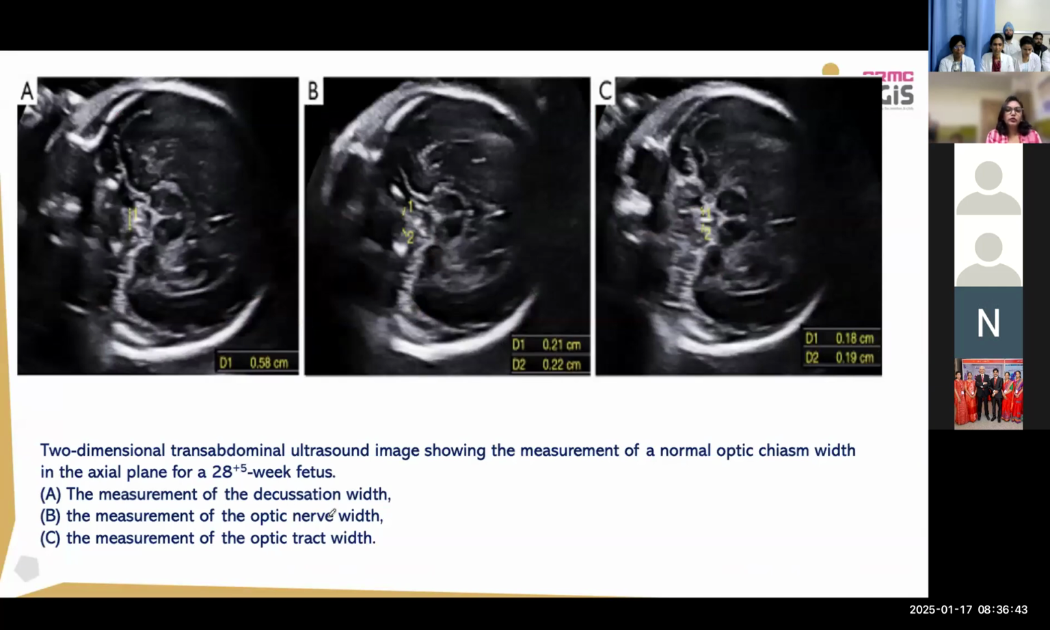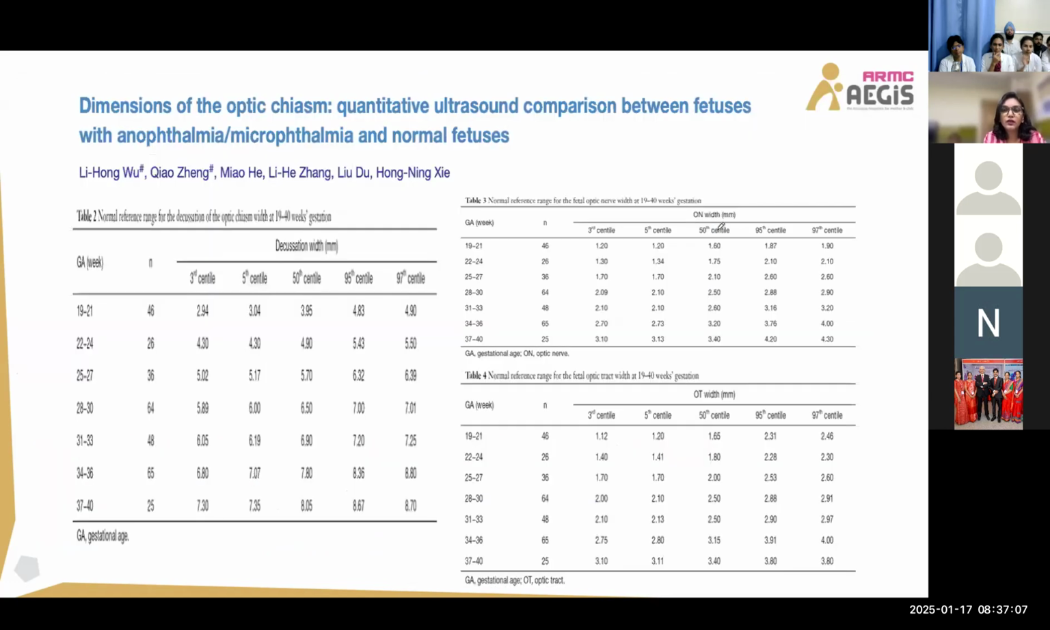So these are a few 2D transabdominal ultrasound images showing the measurement of normal optic chiasma width. The left image shows the measurement of the decussation width, that is the middle part. The middle image shows the measurement of the optic nerve width, which lies anterior to the decussation part. And the image on the right shows the measurement of the optic tract width. So this is an article which gives a normal reference range for the optic chiasma width as well as optic nerve and optic tract width.